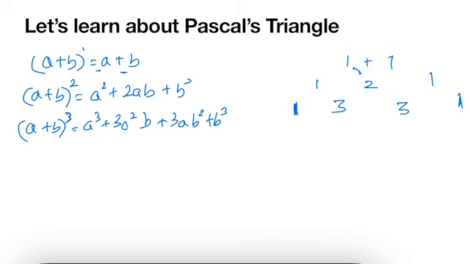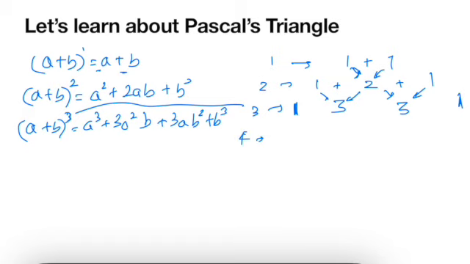If you do 1 plus 1, it is 2. If you do 1 plus 2, you get 3. 2 plus 1 again is 3. So can we find the next row? This is row 1, row 2, row 3, which corresponds to (a plus b) to the power 3.